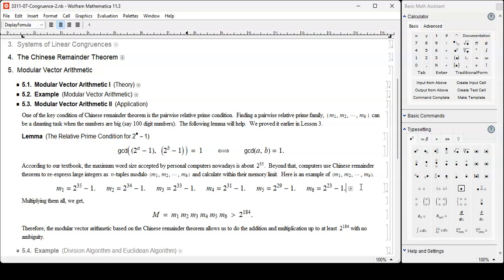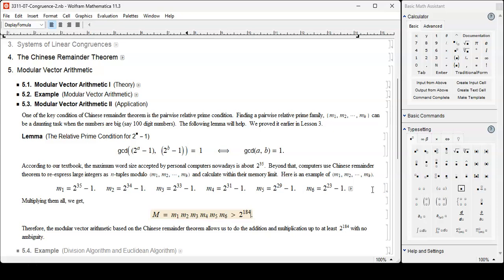vector arithmetic modular capital M, which is a product of all those moduli, which is bigger than 2 to the 184th power, according to our textbook. And I believe it, 35th power, 34th power, 33rd power, if you multiply all those and sum all those powers, yeah, it's got to be greater than 2 to the 184th at the very least.